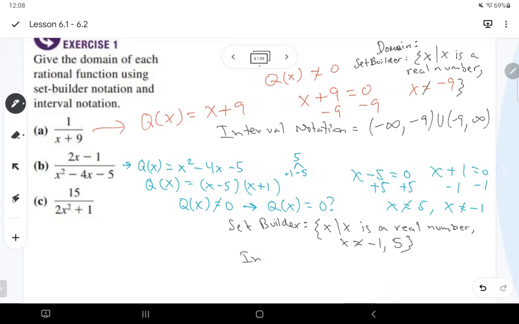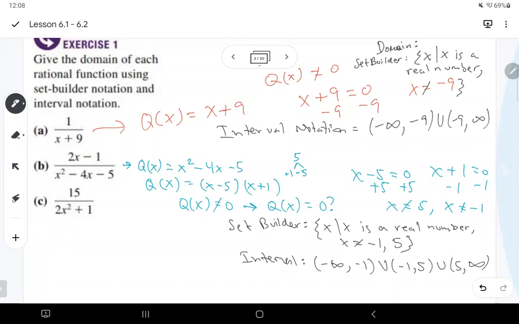Interval notation. You're going to have two unions now because you have two options here. So it's going to be from -infinity to -1, union with -1 to 5, union 5 to infinity.